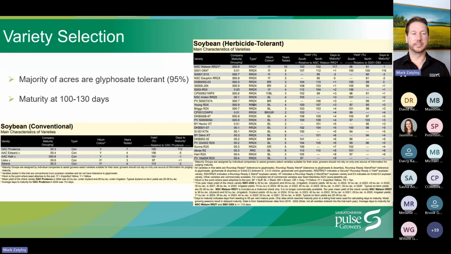For the varieties that are available to growers, there are the conventional and the herbicide tolerant ones. The vast majority are glyphosate tolerant. Those are what the majority of growers grow, but there are conventional varieties available. And really, depending on which one a grower chooses, you could have that 100 to 130 day maturity, 25 to 38 bushels per acre yield. It's all very dependent on where you're growing and the conditions that the crop has.